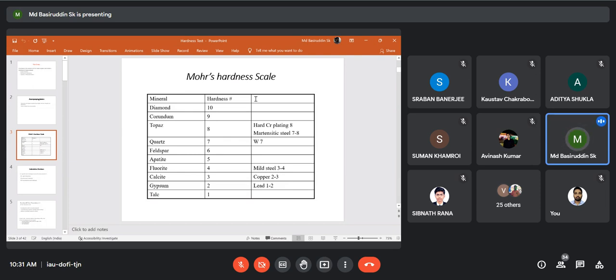Therefore, people tried to develop another hardness testing procedure which would be more acceptable, and by following that process one can easily differentiate the hardness of two different materials.